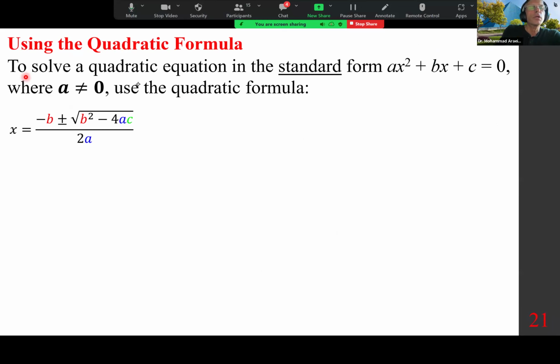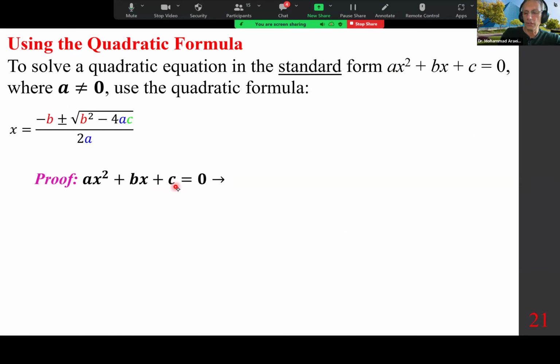Using the quadratic formula to solve a quadratic equation in the standard form ax squared plus bx plus c equal to 0, where a is not 0, use the quadratic formula. Everybody remembers x is minus b plus minus the square root of b squared minus 4ac over 2a. Here's a quick proof, if anybody is interested, using completing the square. In other words, the quadratic formula is the easier version of completing the square.